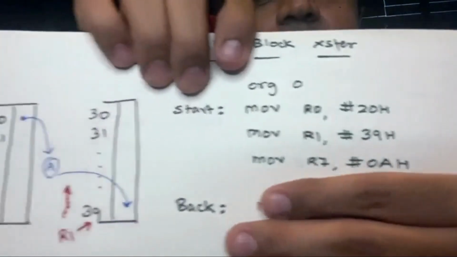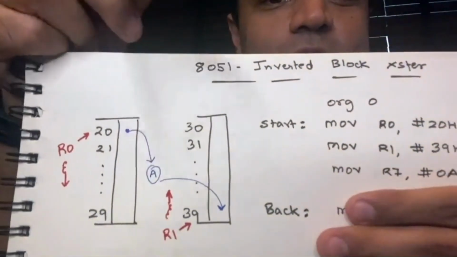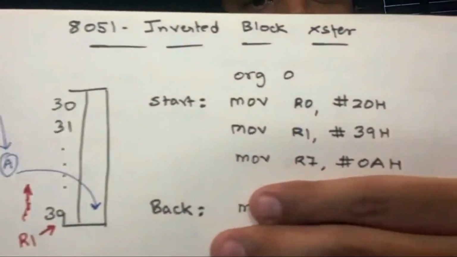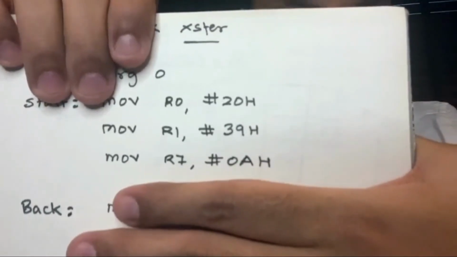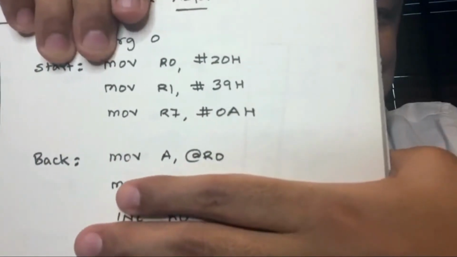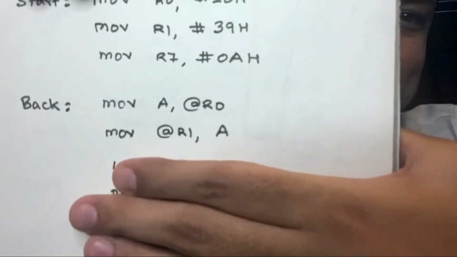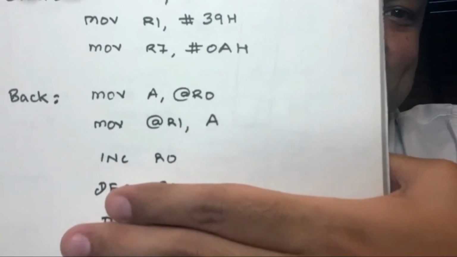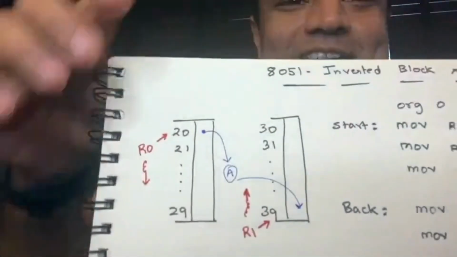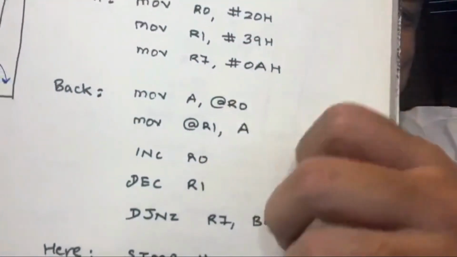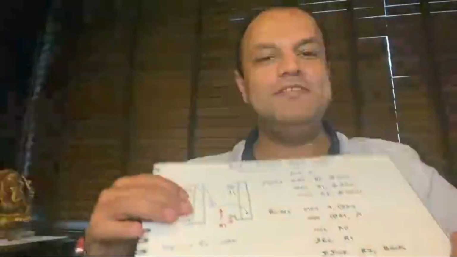Now, take the data pointed by R0 into A and store it at the location pointed by R1. Come on, confidently dictate the instructions, confidently. MOV A, @R0. Next one, MOV @R1, A, good. Increment R0 but decrement R1. Correct. Then DJNZ R7, back. That's your loop. When the loop is over, jump here. Program will be done. Are you clear?